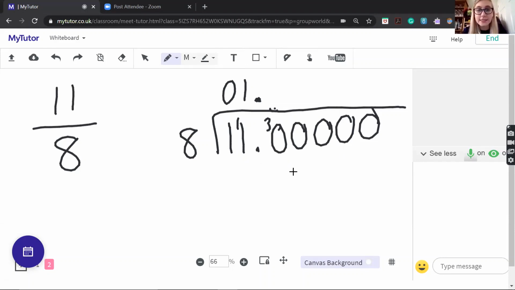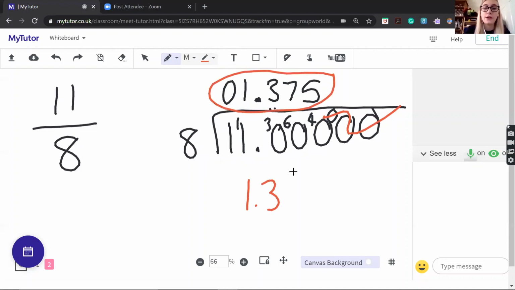Now it's 8s into 30, which goes 3 times with the remainder of 6. 8s into 60 goes 7 times, up to 56. I hope I'm going at the right pace, by the way. Do shout if I'm not. Goes 7 times with a remainder of 4. And then 8s into 40 goes 5 times with no remainder. Woo, no remainder means we don't care about the rest of the zeros, and we've got our solution, 1.375.